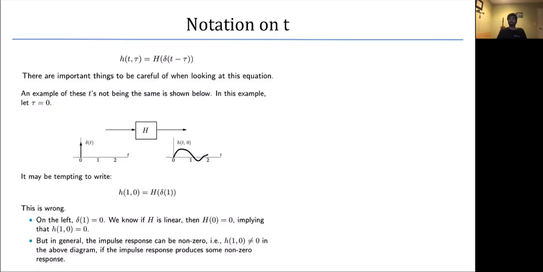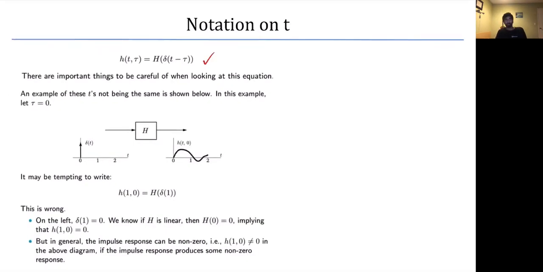Okay, so here's an example of the t's not being the same. Once again, I have my same equation that we've talked about here. In this example, let's suppose that I'm going to send off a Dirac at zero delay. So therefore, the time shift tau is going to be zero. So the delta will be spiking up right at the origin, which you see right over here.